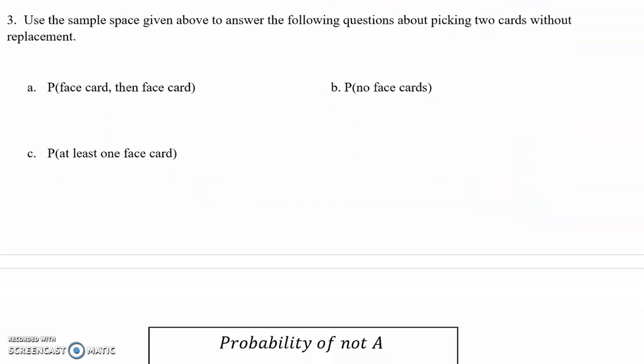Number 3, use the sample space given above to answer the following questions about picking 2 cards without replacement. You want a face card. So that's 12 out of 52. And then you want another face card. So you are reducing the pool so that the whole pool gets reduced. But because you've already chosen a face card, the next number also gets reduced because you have fewer face cards to choose from.